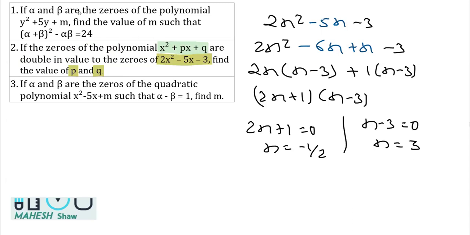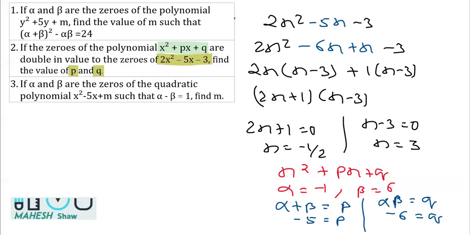Now, it says that the zeros of this polynomial are twice the zeros of the given polynomial. So we can say that the zeros of this polynomial, now I'm talking about the other polynomial, and the other polynomial here is... so p is minus 5 and q is minus 6.